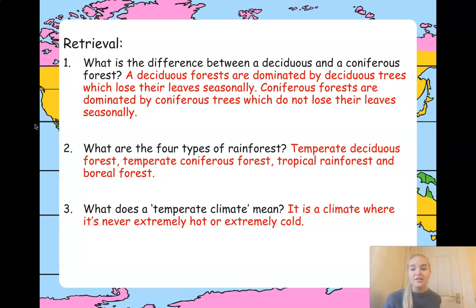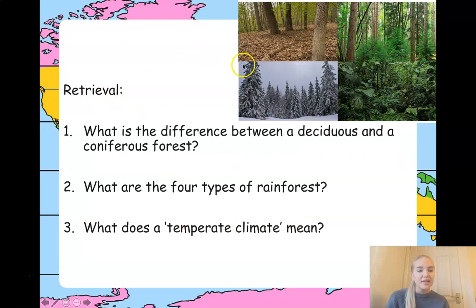I've just put some more answers on the board here. So question number 2, what are the 4 types of rainforest? So if I just go back to that first picture, we can see here that we have our temperate deciduous forest here, full of trees where their leaves fall off seasonally. We have our temperate coniferous forest here, where it's full of trees where the leaves do not fall off seasonally. We have our boreal forest here, home to mostly coniferous trees, but also very, very freezing temperatures.